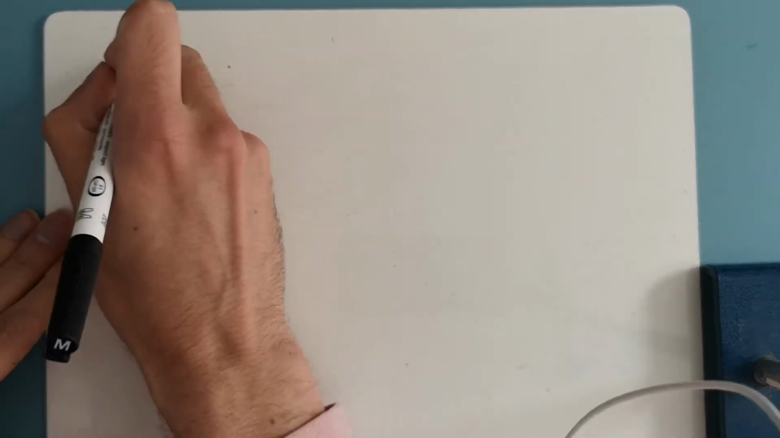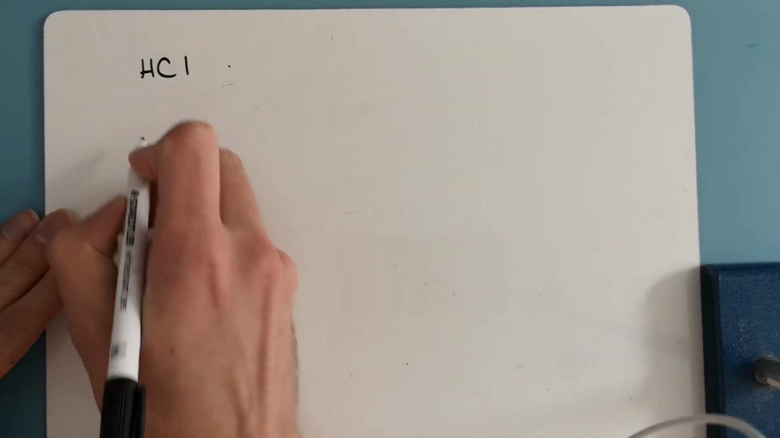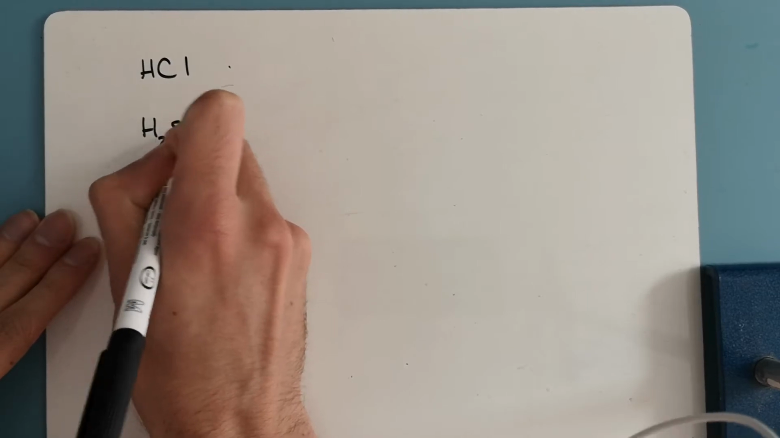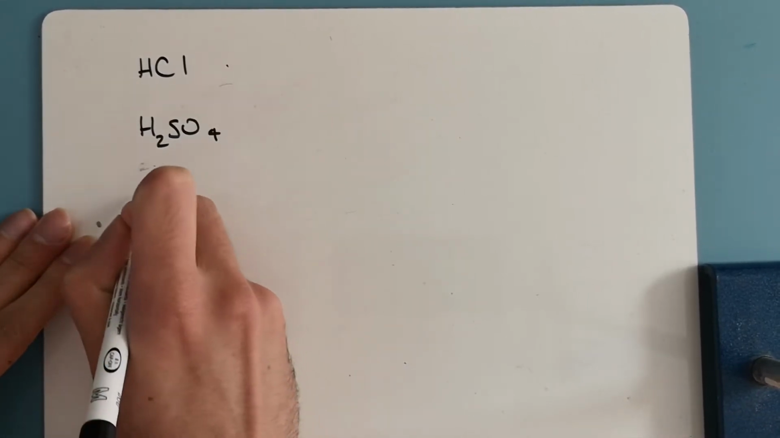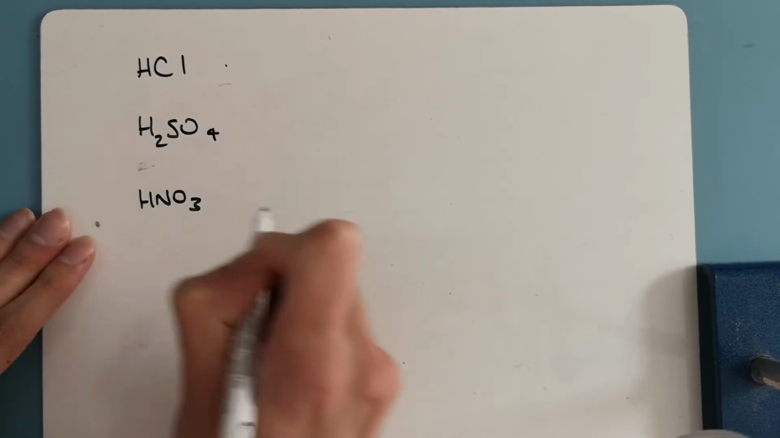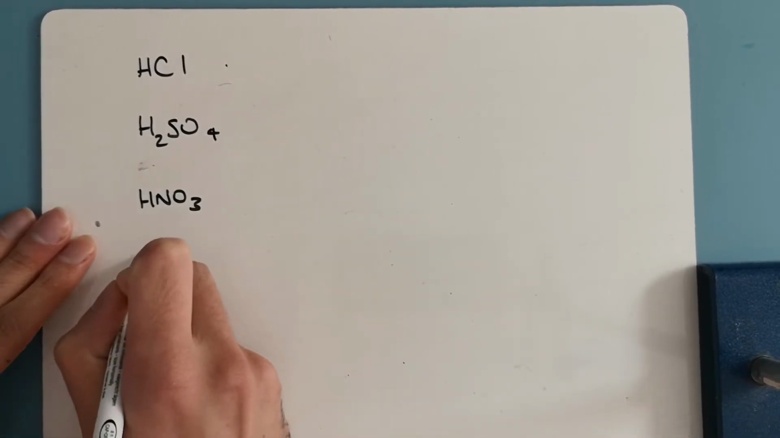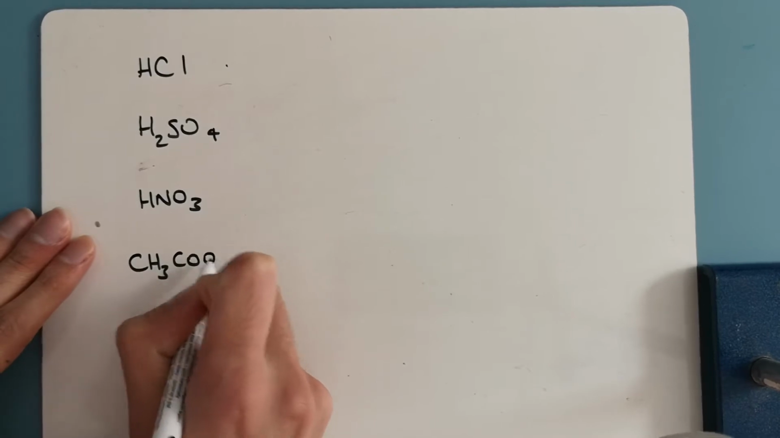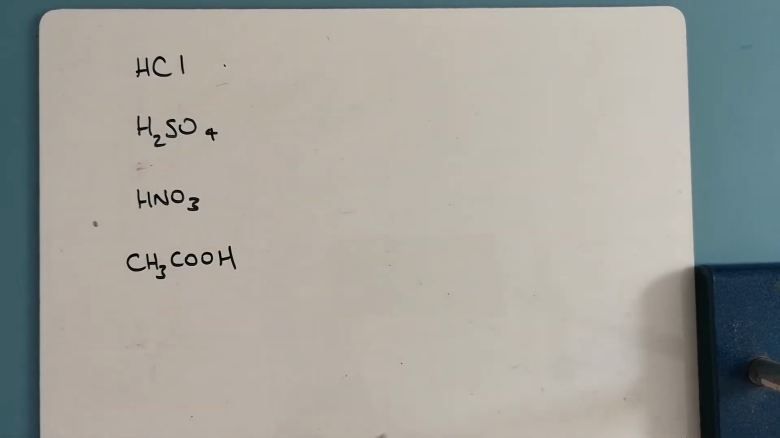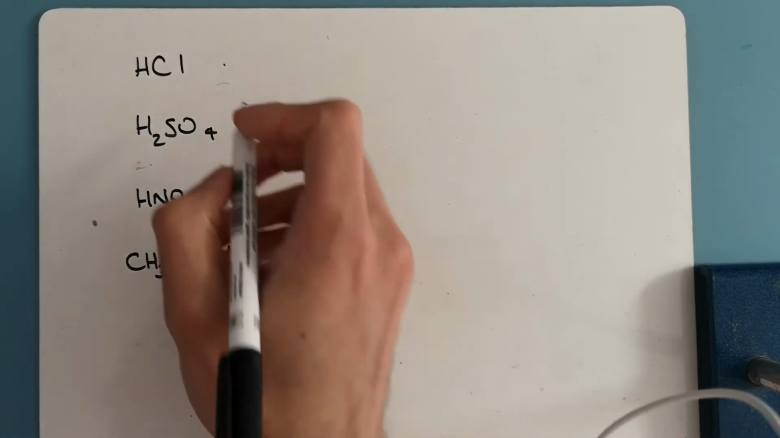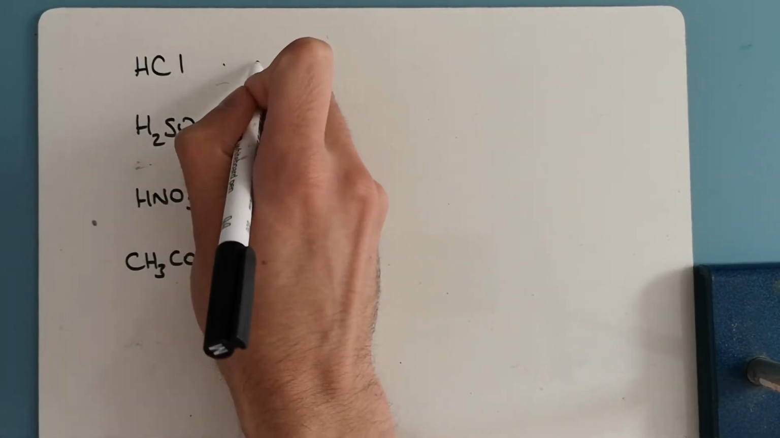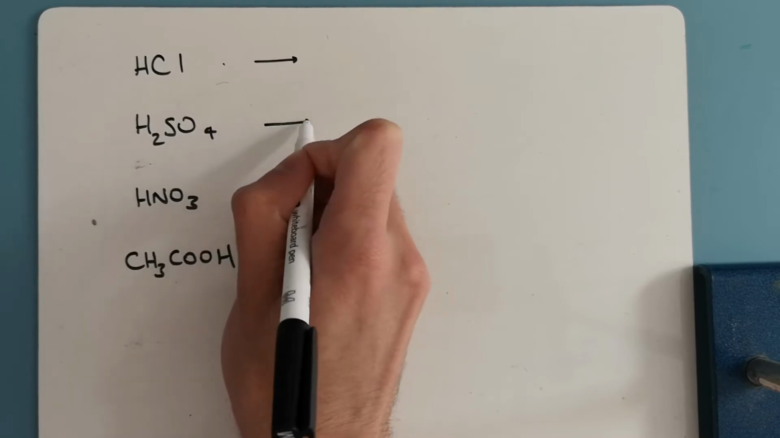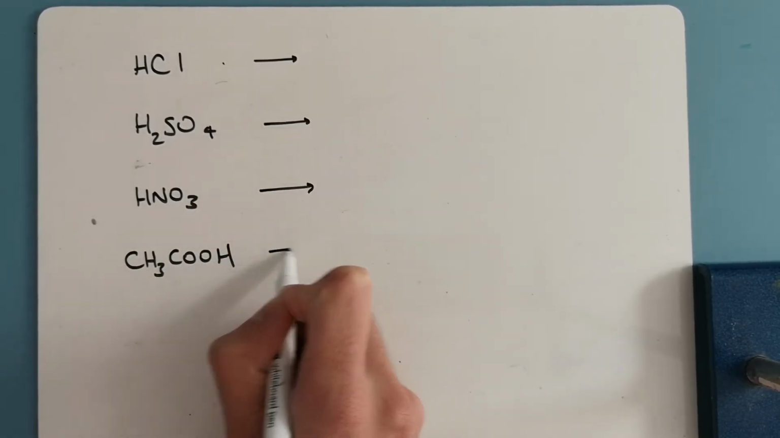So first up, let's look at some common acids. The ones they recommend that you know are HCl, or hydrochloric acid, H2SO4, sulfuric acid, HNO3, nitric acid, and CH3COOH, which is ethanoic acid. So what happens with all the acids is they donate protons, which in this case is a hydrogen ion.